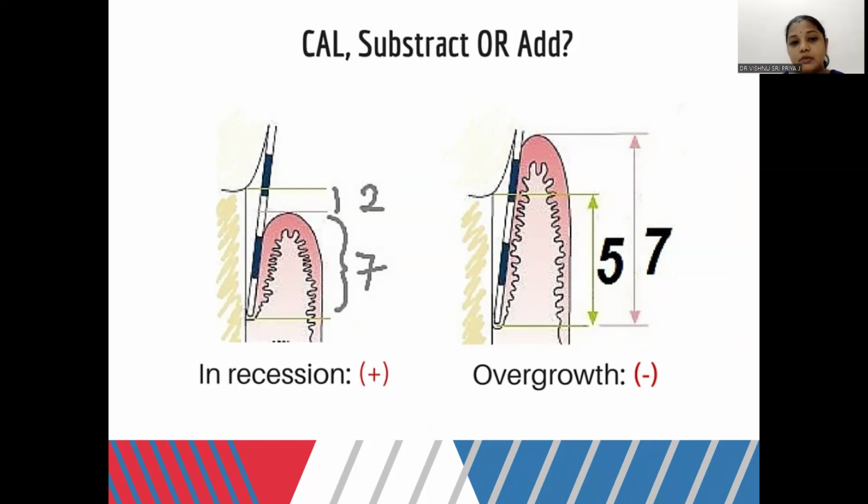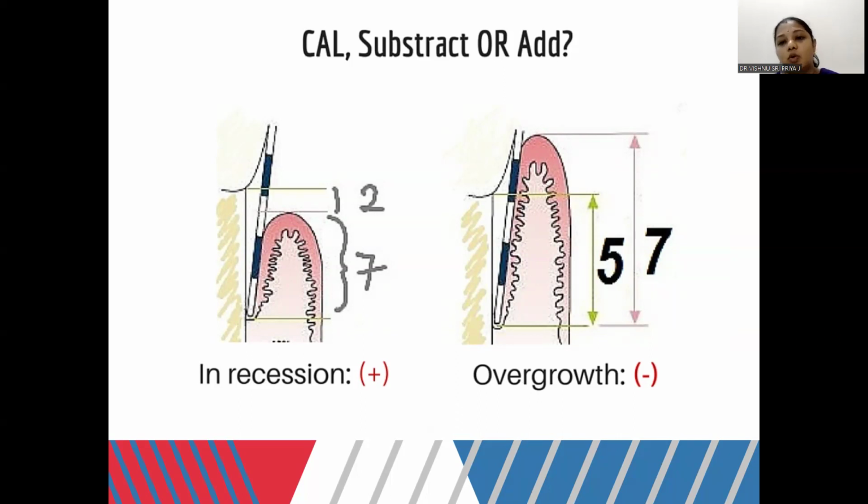So the two measurements that we are going to measure are, pocket depth first. Pocket depth will be measured in this case from the free gingival margin to the base of the pocket, which they have shown as 7 mm. The second value will be CEJ to the free gingival margin, which is given as 2 mm. So in case of recession, the clinical attachment level, which is actually the measure from CEJ to the base of the pocket, will be the addition of CEJ to free gingival margin plus free gingival margin to the base of the pocket. That is 2 plus 7. That will be the clinical attachment loss.